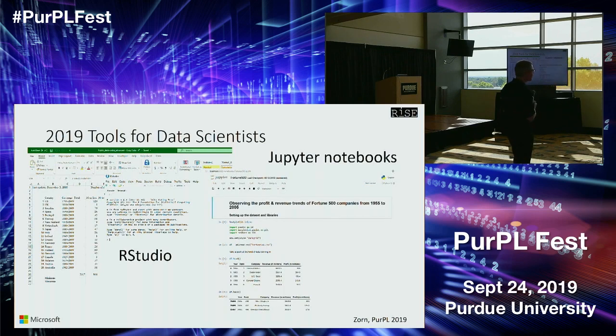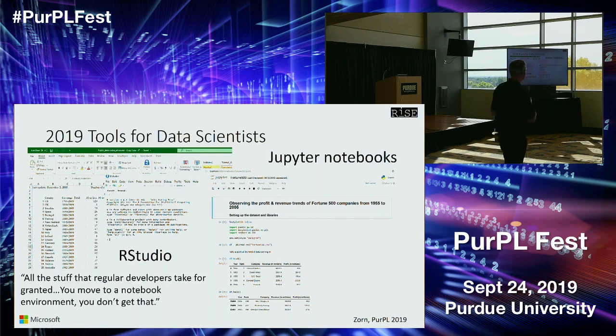And similarly, Jupyter Notebook is actually a great innovation in the sense that it allows people who are doing these data science experiments to duplicate and reproduce effort and share effort. But fundamentally, the tool support in Jupyter Notebooks is relatively limited. And this is a quote from a data scientist: all the stuff regular developers take for granted, you move to a notebook environment, you don't get that. So basically, we're back in the old days with respect to the kind of tools available for data scientists.